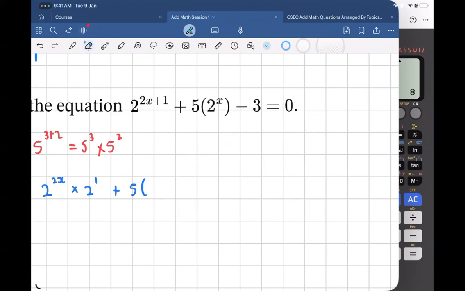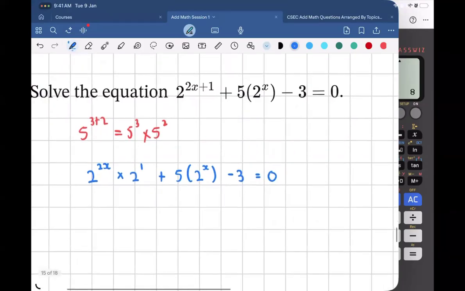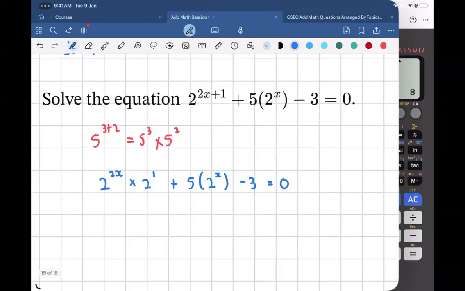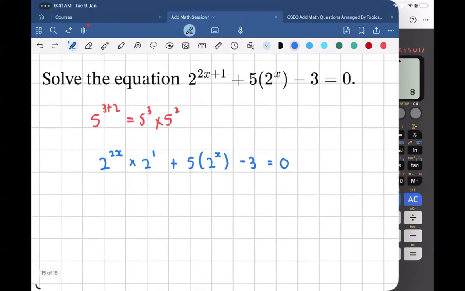I'm just going to write it back. So I'm going to write back 2 to the power x minus 3 is equal to 0. Now, I was telling you that you want to look out for 2 to the power x. So, Shay, I have 2 to the power 2x. If I just want 2 to the power x on the inside, I could write 2 to the power x raised to what power?